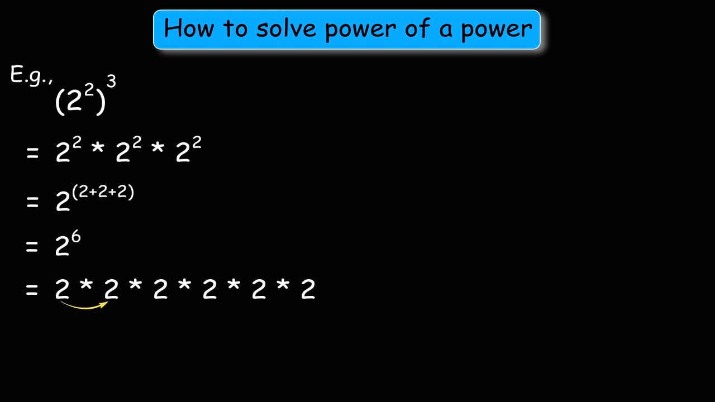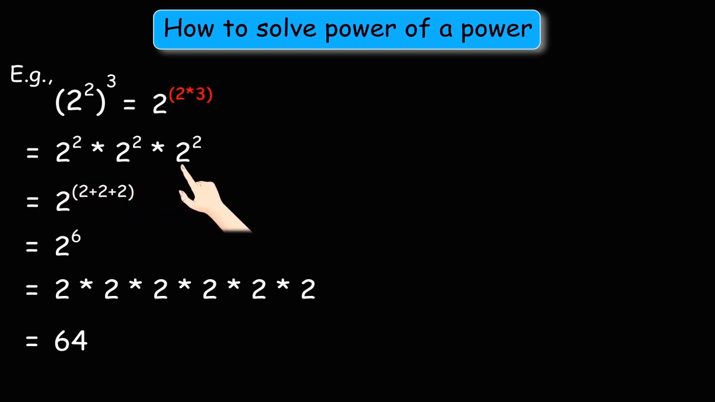2 times 2 is 4, times another 2 is 8, times another 2 is 16, times another 2 is 32, and that times 2 is 64. So 2 to the power of 2 further raised to the power of 3 equals 64. So this is what we've learned from here. We learned that when we have a power of a power, we can multiply the exponents.